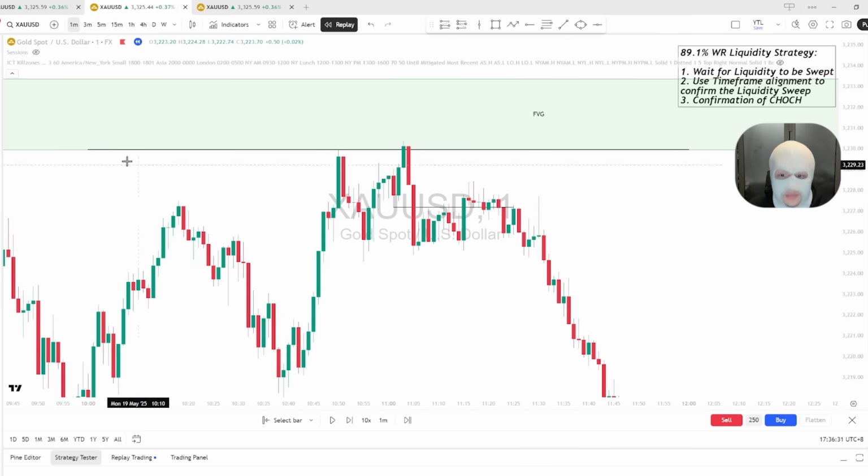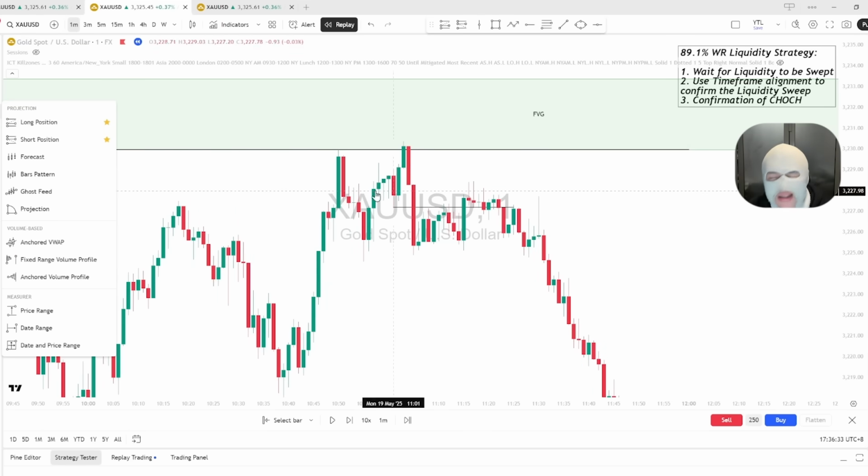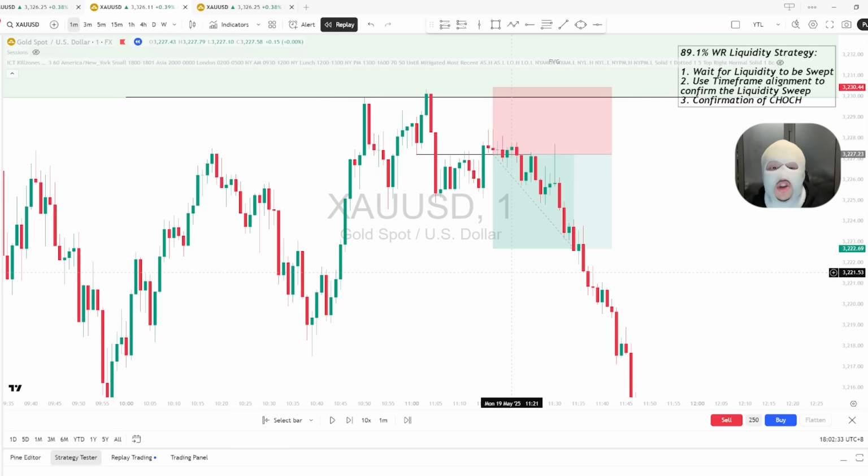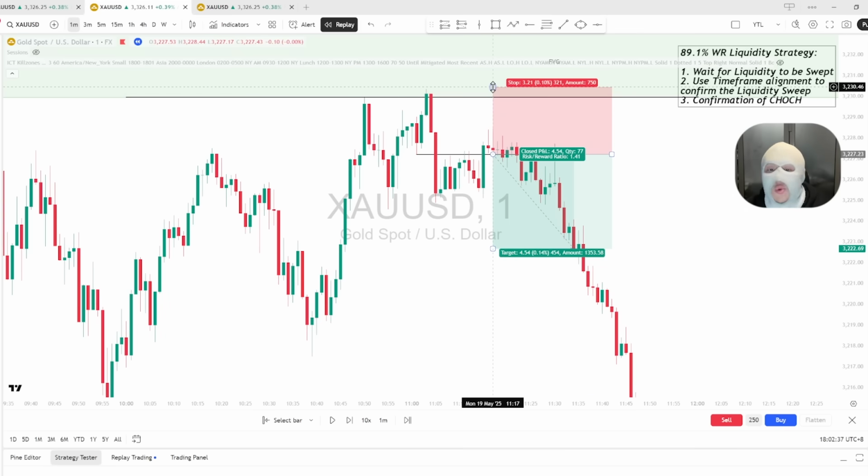So that confirms that we have swept liquidity. Now all that's left to do is step 3, entering on the retest of the change of character. We retest the change of character here, and that's our entry. For our stop loss, we place it at the swing high of the change of character.